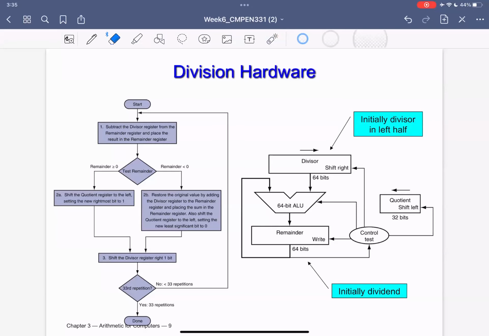This can also be implemented using this flow chart. Again, I will subtract the divisor register from the remainder register, place the result in the remainder, and check if it is greater than or equal to 0 or less than 0. If it is greater than 0, we put the 1 in the rightmost bit of the quotient, then do the shift, and shift the divisor, then repeat. But if it was less than 0, this means I should not have done that. It was a mistake. So I just need to return everything as it was, restore the original value, and keep repeating until you finish the whole number.